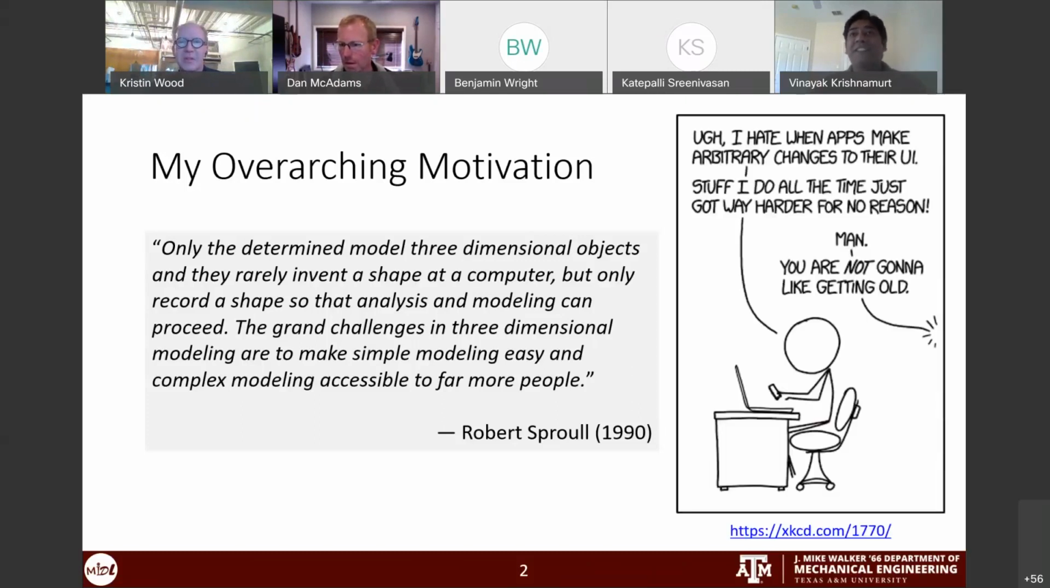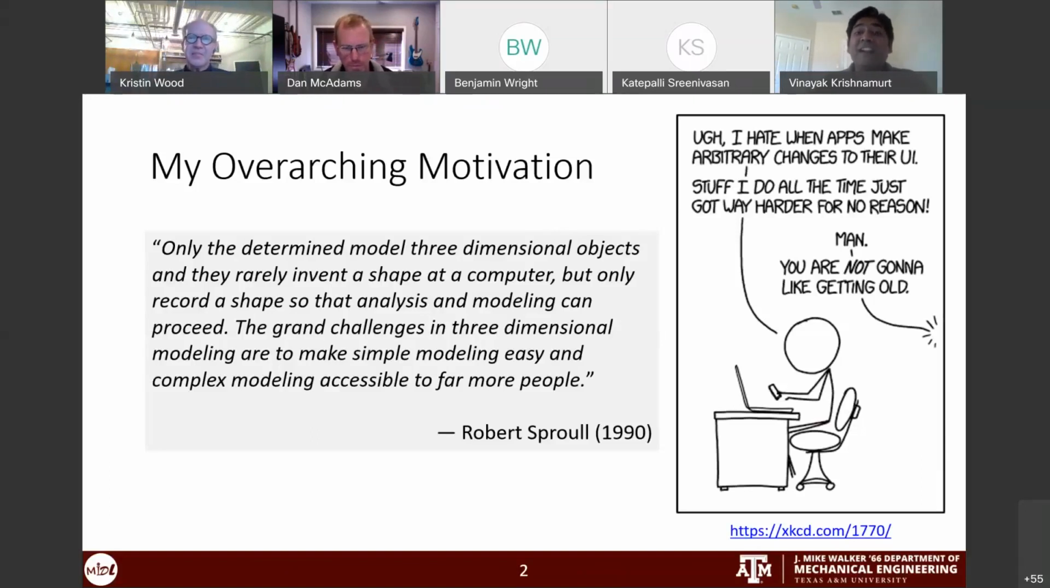Every time a software changes, students are like, I don't know which button to press. So basically, they are spending 4.5 months learning how to press buttons on the computer, right? And as educators, we also have to think about how to help them come out of that mode and then think about the design problem. So that's my motivation, which is stated by Sproul here, right?